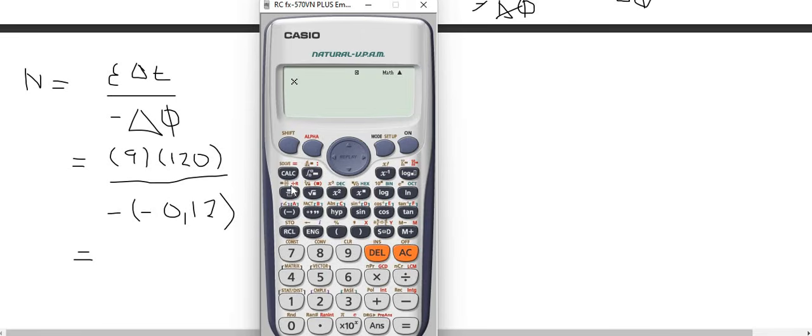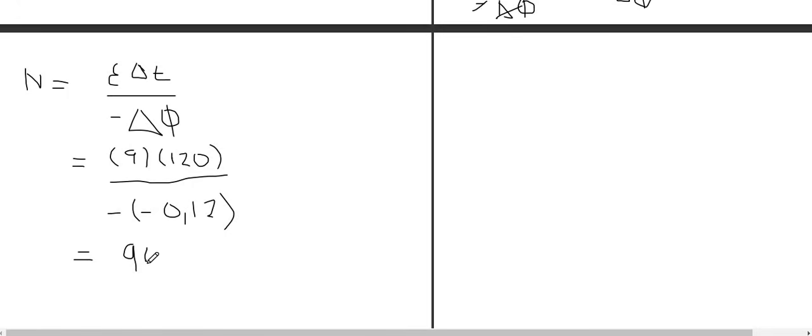So you say, okay, let's see. I have 9 multiplied by 120, right? Take this to the bottom. Then I have a negative outside. Then inside I have another negative 0.12. Then you get, oh, I need to say equals to, and the value that you get is 9,000. So what does that mean? It means that your solenoid actually has 9,000 turns or 9,000 windings. So you can just write turns or windings, doesn't matter. And there you are.